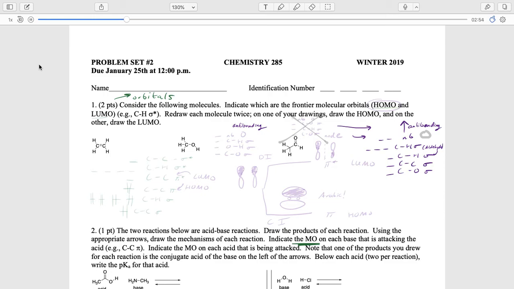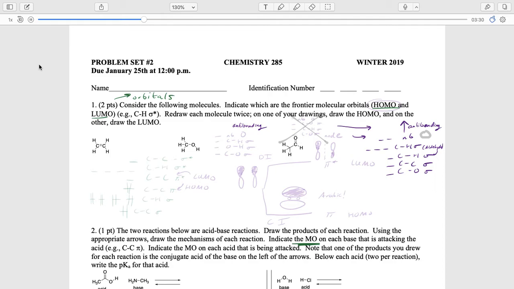Yeah. Let me do that for you. Which one do you want? Do you have a preference? I'll just do the first one. Sure. Okay. HOMO and LUMO. Consider the following molecules, indicate which are the frontier molecular orbitals, HOMO and LUMO. Remember, HOMO is highest occupied, LUMO is lowest unoccupied. Even though H comes before L, it's always L on top of H. You go from low to high, not from high to low.